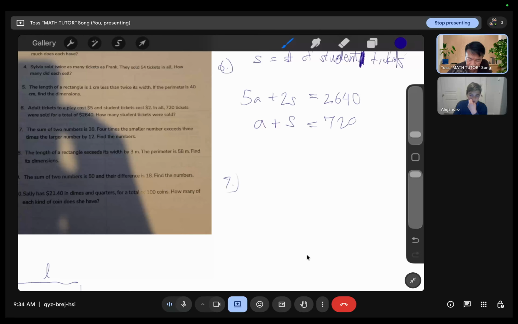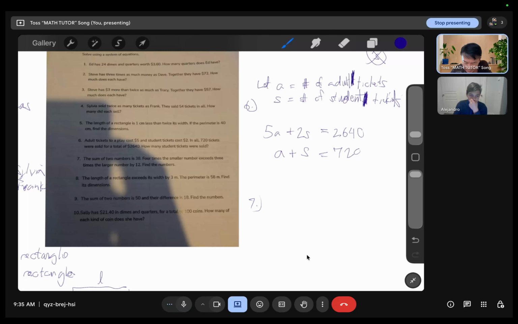And number 7, leave some space. What do you think about number 7? The sum of two numbers is such that 4 times the smaller number exceeds 3 times the larger. Let's use S for the smaller and L for the larger. Is that okay? Careful when you write your S.